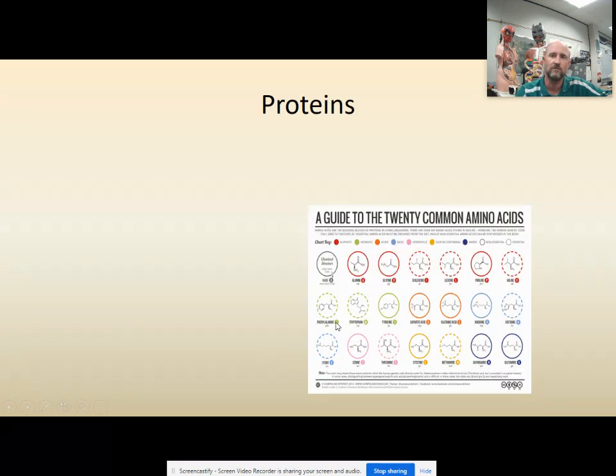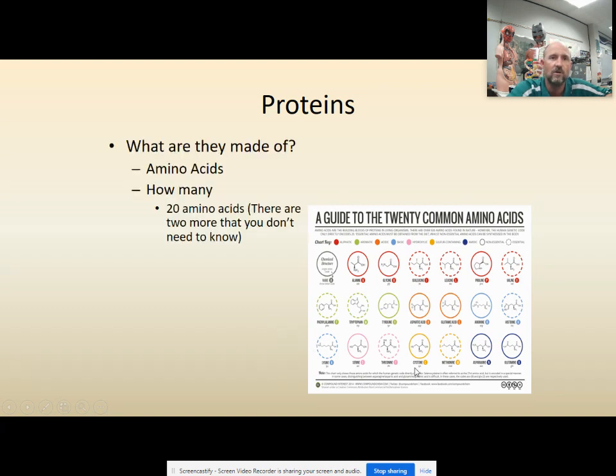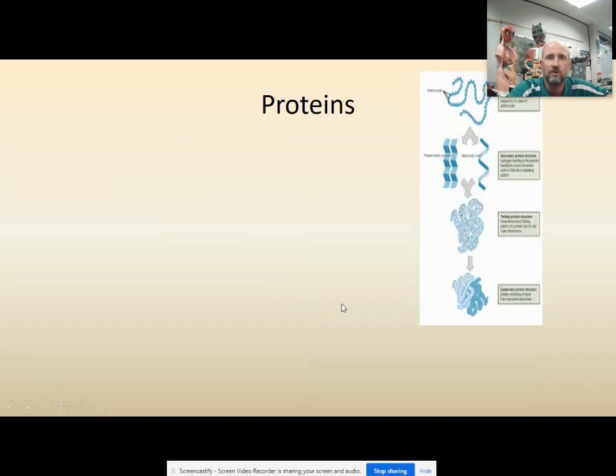Here we go. A little review of proteins. What are they made out of? Hopefully remember that they're made from amino acids. How many of them are there? There's 20 in the human body, 9 of which are essential. So, that's pretty good. Remember, they have different charges, polarities, hydrophilic, hydrophobic, and it helps with that folding of proteins.